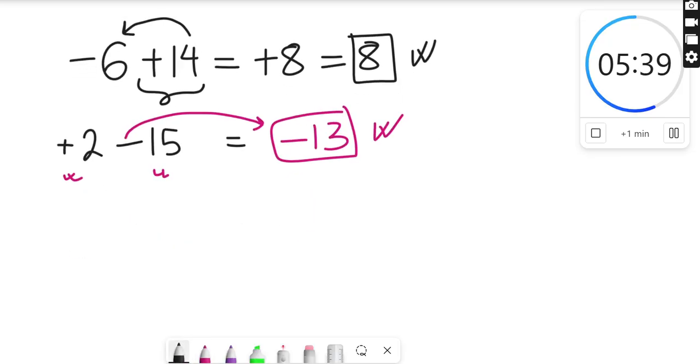Okay, what if we have same signs? What if we have negative 4 and negative 5? Now we say, write the sign of the bigger number, but it's negative either way.